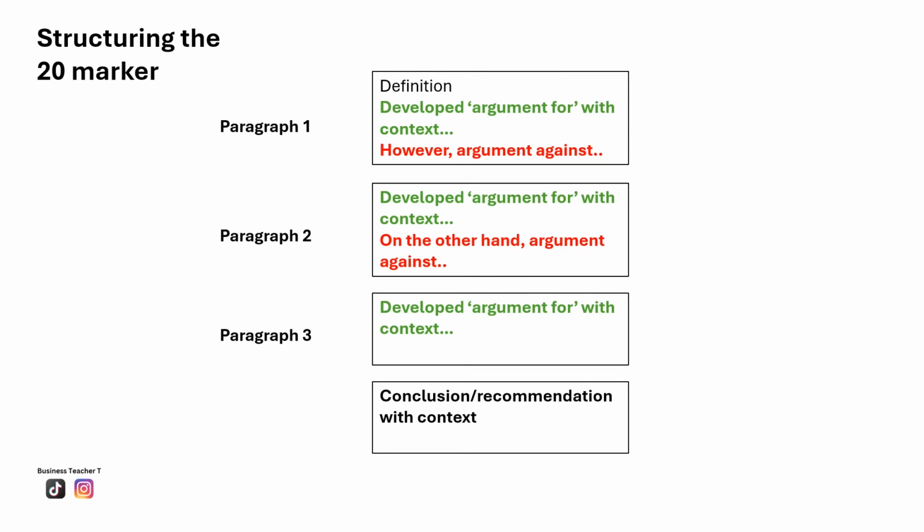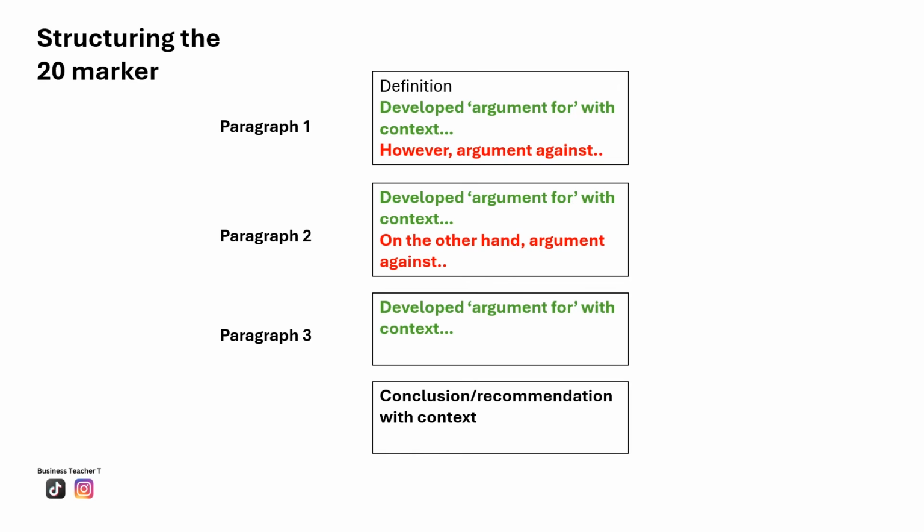The structure of the 20 marker may differ. I would recommend that you separate your paragraphs, which would make it easier for you when answering the question, and also it makes it very straightforward for your examiner when marking. You could start off with your definition. Then you would have a developed argument within context. Now it might be an argument for, it really depends on what the question is.